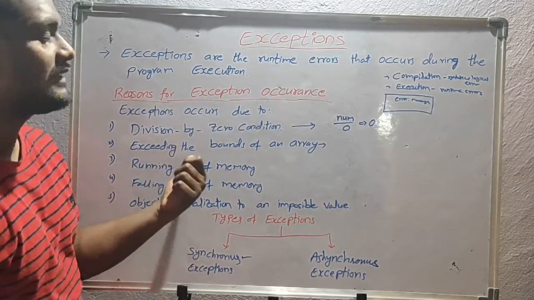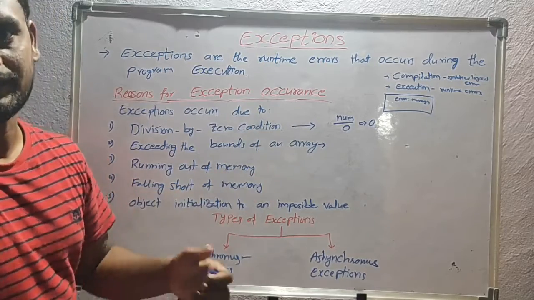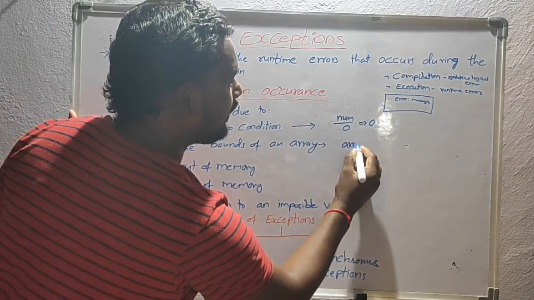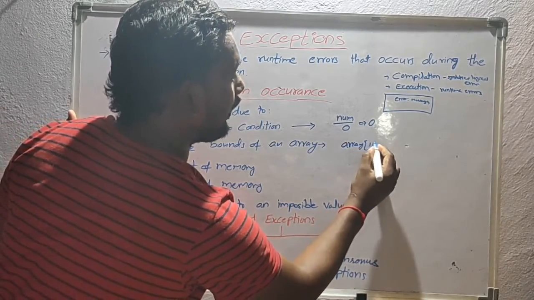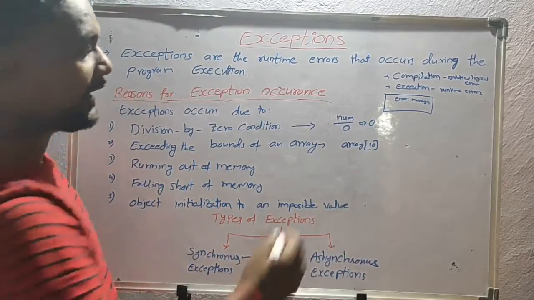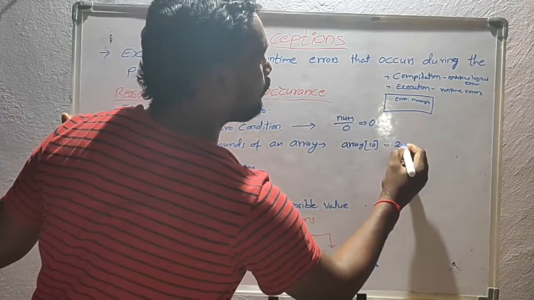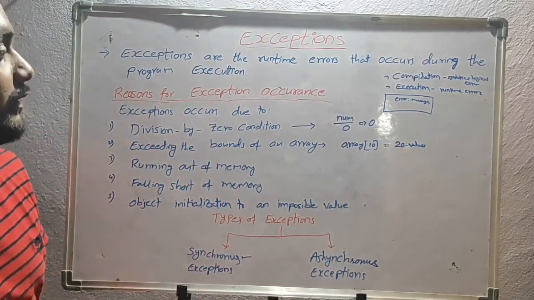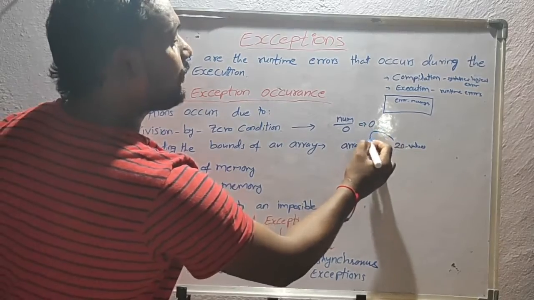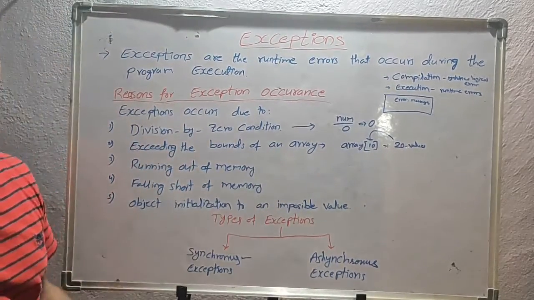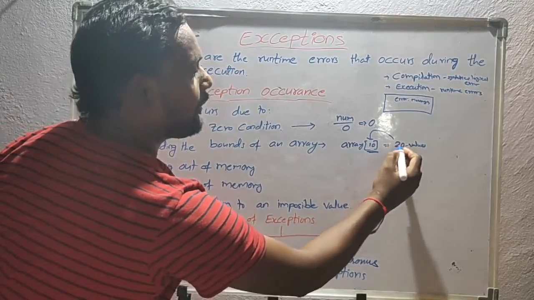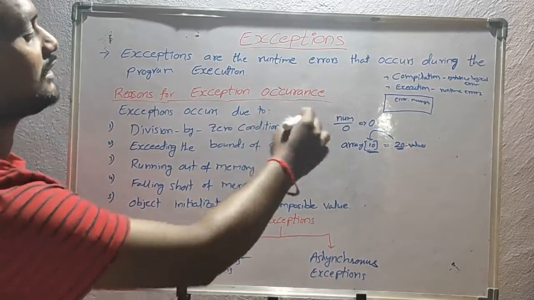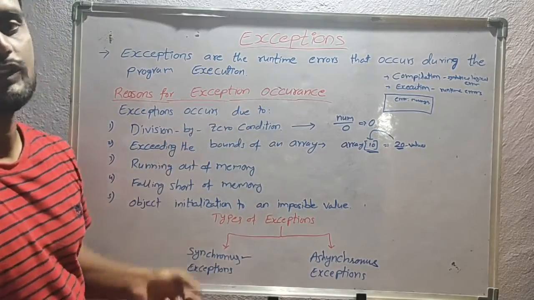And the next one is exceeding the bounds of an array. If I mention an array of size 10, but I try to enter 20 values into that array, that also leads to an error, because the size is only 10 but you are entering 20 values. These lead to exceptions or runtime errors.